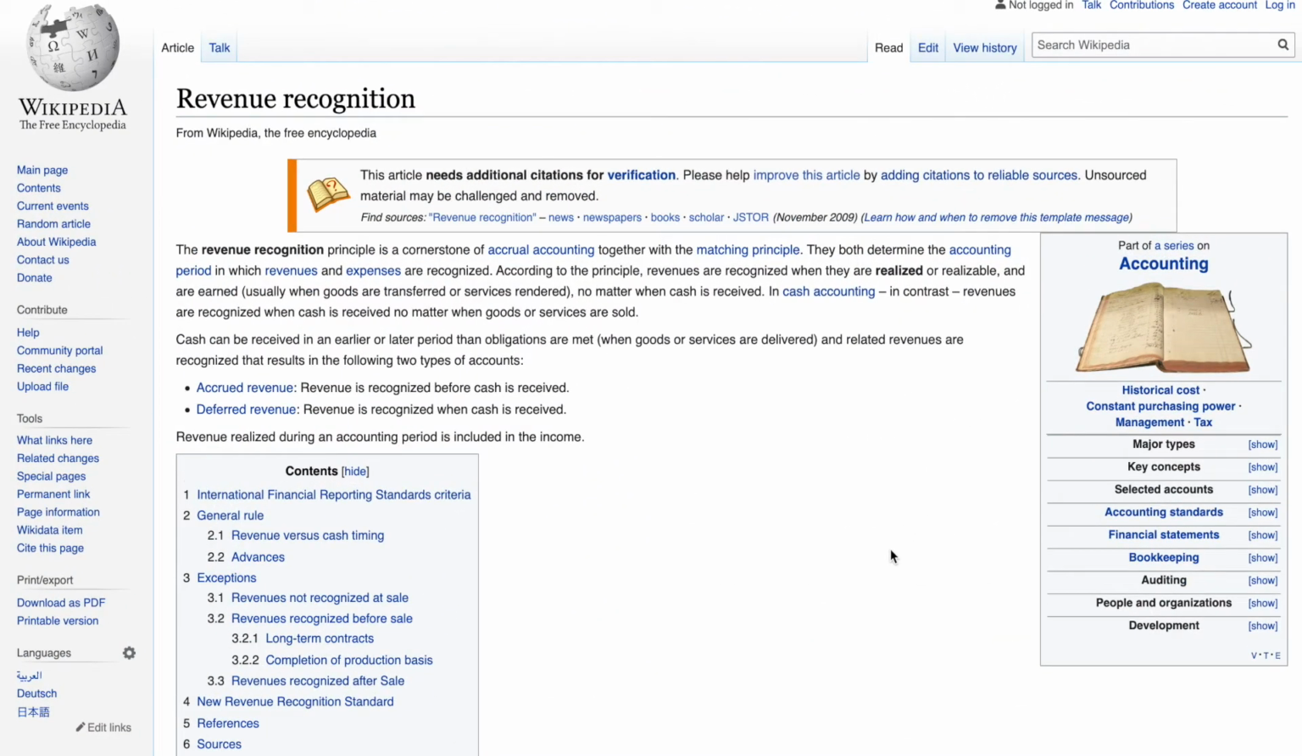Now there are many principles of accounting, and one of them, which is important and which we're going to discuss today, is the revenue recognition principle. Under this, no matter when cash is received, revenues are only recognized when goods and services are sold. Now, let's talk about two other things here: accrued revenue and deferred revenue. Accrued revenue is revenue that's recognized before cash is received, and deferred revenue is revenue that's recognized when cash is received.